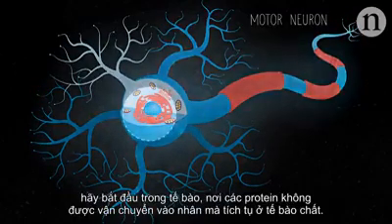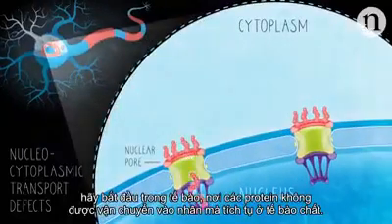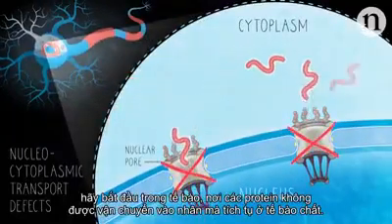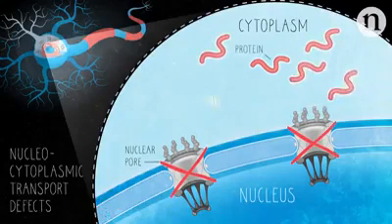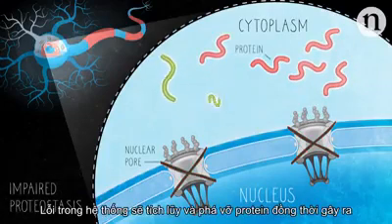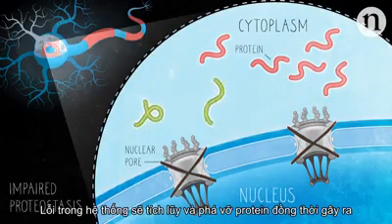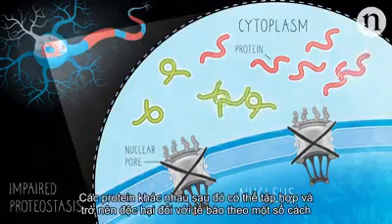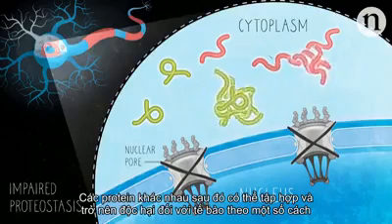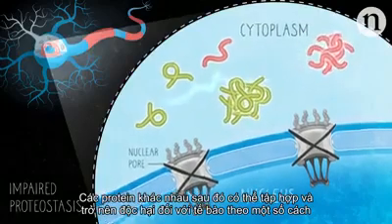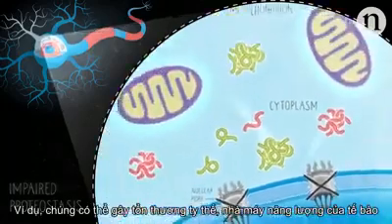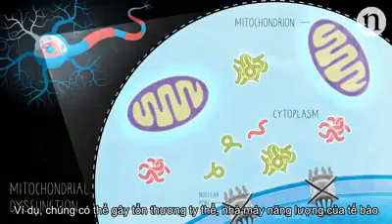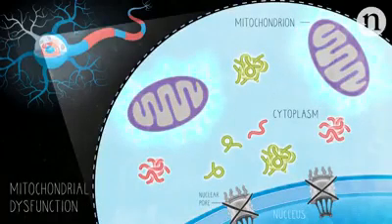Let's start in the cell body. Here, proteins that are not transported into the nucleus build up in the cytoplasm. Errors in the systems that build up and break down proteins also cause other misfolded proteins to accumulate. The different proteins can then aggregate and can become toxic to cells in several ways. For example, they can damage mitochondria, the cell's power generators.